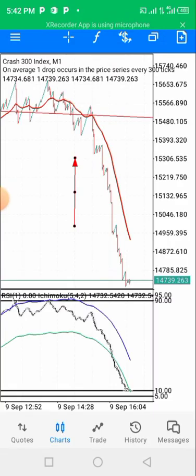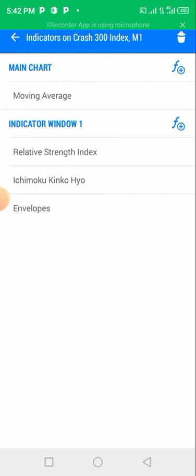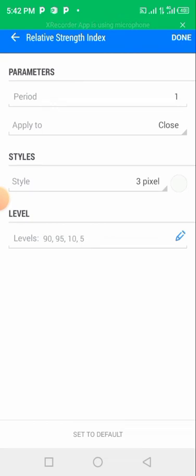And the next indicator we'll be needing will be on our indicator window 1, which is the relative strength index. So on the relative strength index, please guys, I'd like you to pay more attention. If you want to screenshot all this, you can screenshot them and keep, so that when you want to apply them on your chart, you don't make any mistakes.